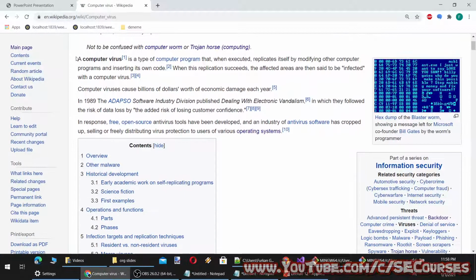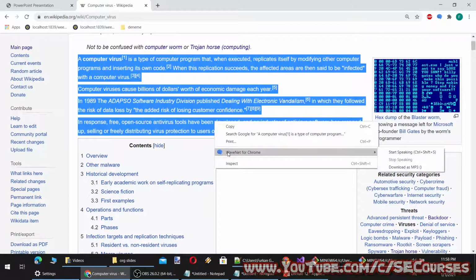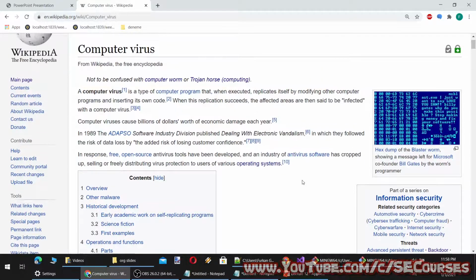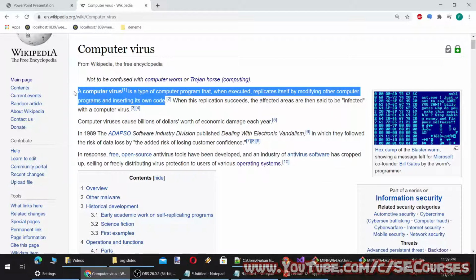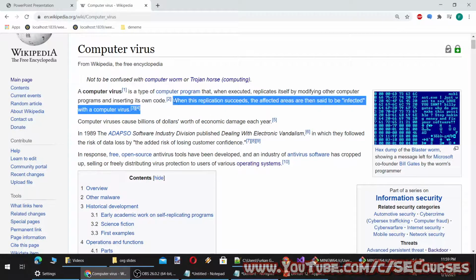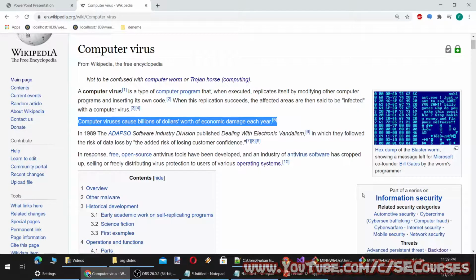Okay, computer virus. A computer virus is a type of computer program that, when executed, replicates itself by modifying other computer programs and inserting its own code. When this replication succeeds, the affected areas are then said to be infected with a computer virus. Computer viruses cause billions of dollars worth of economic damage each year.